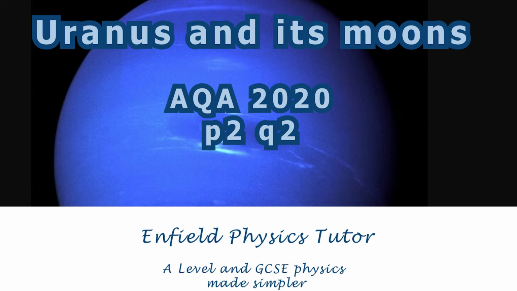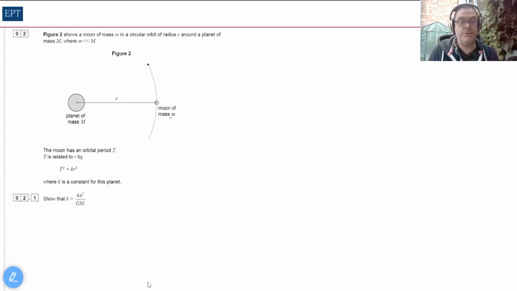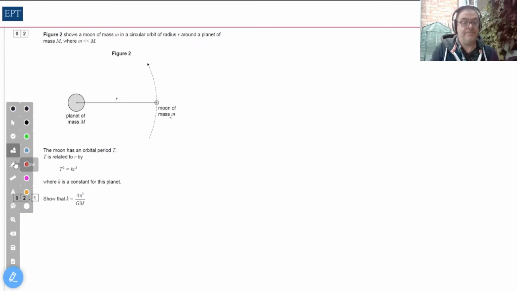Afternoon physics fans, it's a lovely sunny day here in London, so I figured what could be better than a question about gravitational fields from the AQA syllabus. So I picked the year 2020, paper 2, question 2. And it's your bog standard kind of question here.